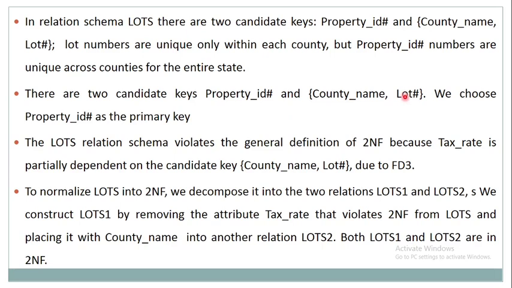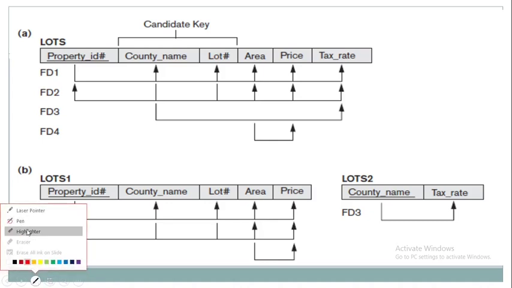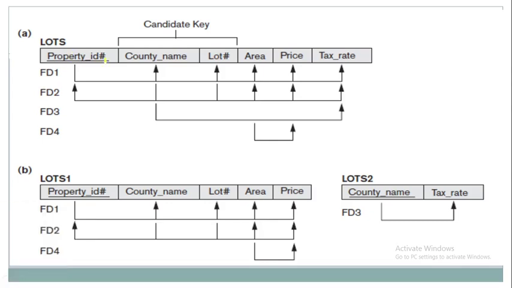Let us look into the example here. We have property ID, county name and lot number. The combination of county name and lot number is a candidate key, and the property ID is also a candidate key, or I can say a primary key. Then area, price and tax rate.